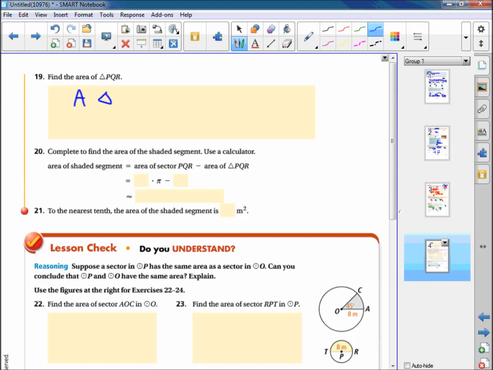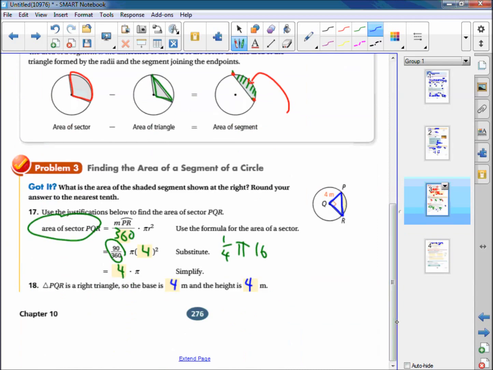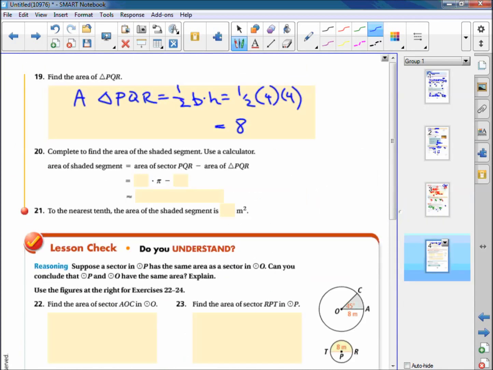So the area of triangle PQR is equal to 1/2 times the base times the height, which is 1/2 times 4 times 4, the two radii multiplied together. So 4 times 4 is 16, times by 1/2 will give me 8. So to complete the area of the shaded segment, so just a little corner piece over there, you're going to do the area of the whole sector, which was 4 pi, subtract the area of the triangle piece we don't want, so 4 pi minus 8.